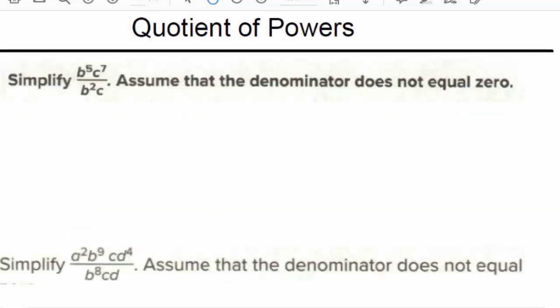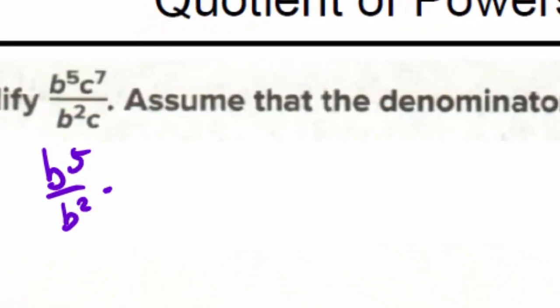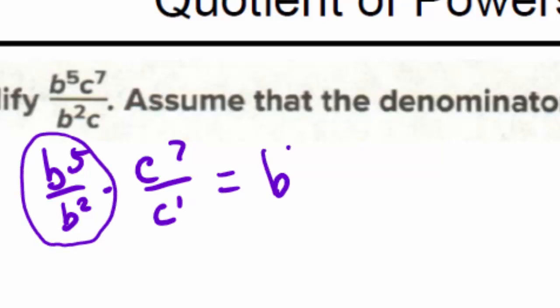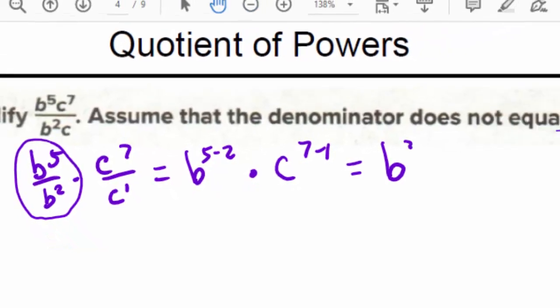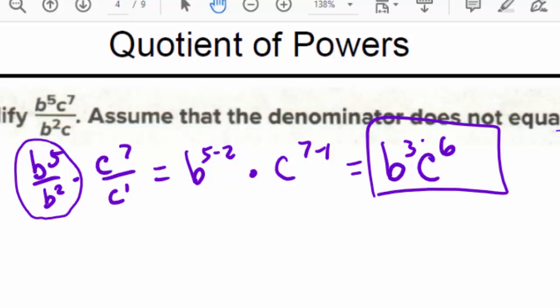Okay, so we got a couple of examples here for quotients of powers. They want us to simplify and assume that denominator does not equal 0, because you can't divide by 0, so the values that are in the denominator are not allowed to equal 0. All right, so what we're supposed to do is rewrite this as b to the 5th over b to the 2nd times c to the 7th over c to the 1st, and we'll rewrite those. So the first one here is going to be b to the 5 minus 2 times, and I've got c to the 7 minus 1, and that should give me b to the 3rd, and then c to the 6th, and that's the final simplified solution.